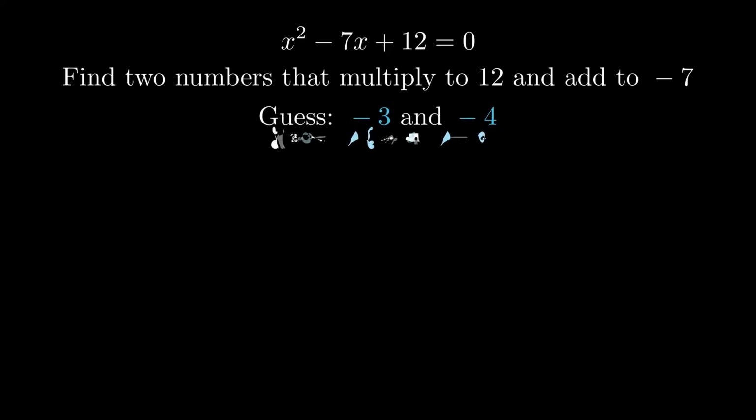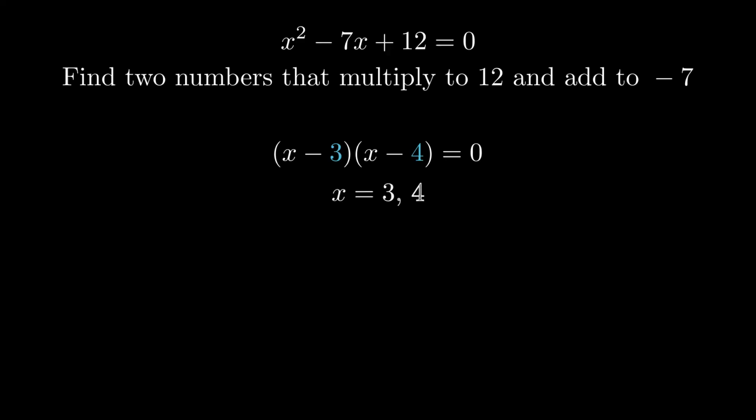With these numbers in mind, observe as we transform our guess into the complete factorization. (x - 3)(x - 4) = 0. Then, setting each factor equal to 0 gives x = 3 and x = 4.